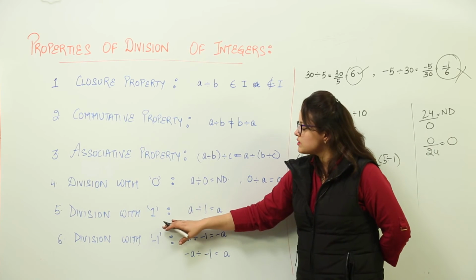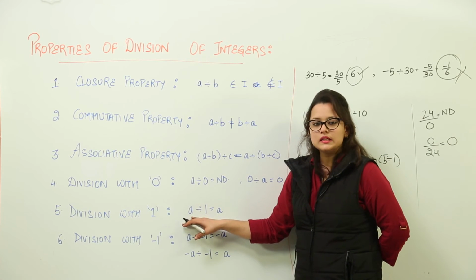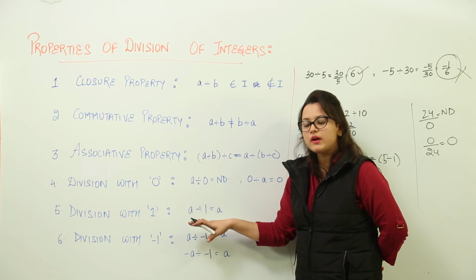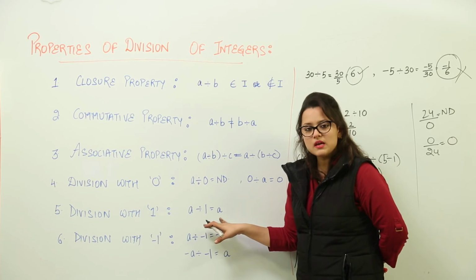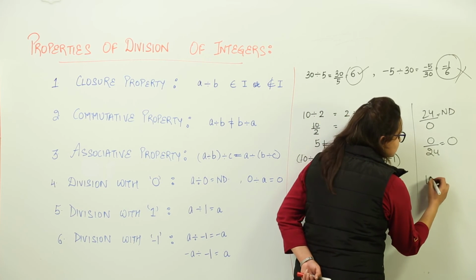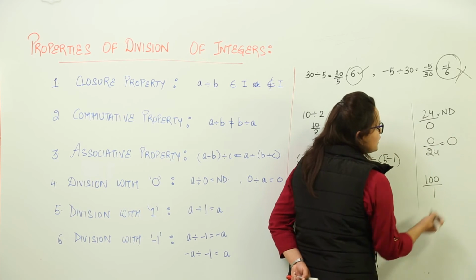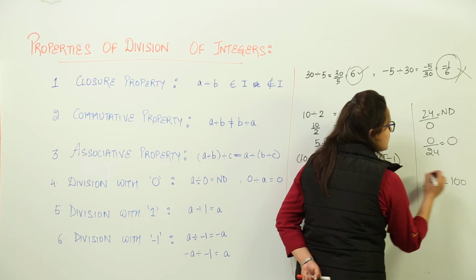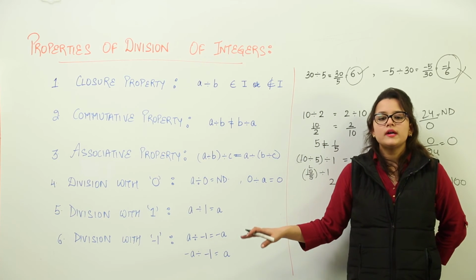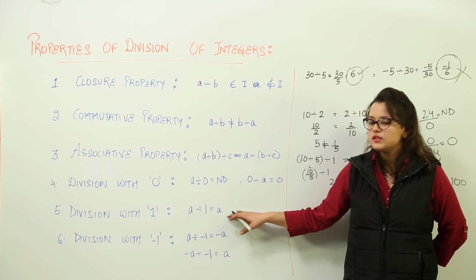Next we have the division with 1. Any integer divided with 1 will give you the same integer because we are dividing that value in one part only. So that will give us the same answer, right? So any number divided with 1 will give us that number only.